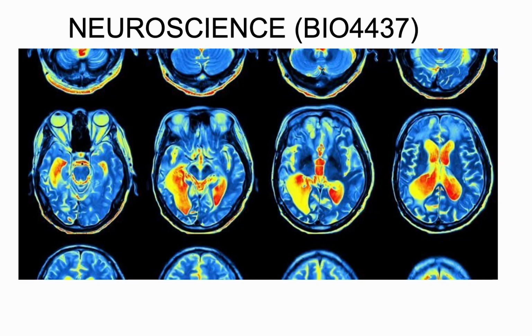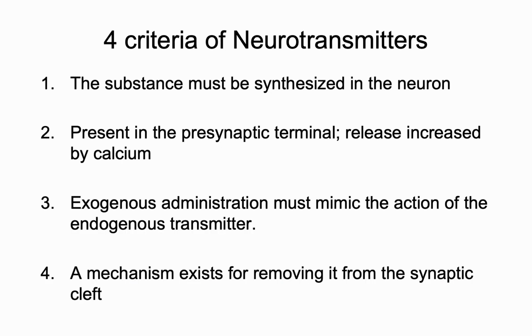Hello class, this is our recorded lecture about neurotransmitters. We have 4 criteria for neurotransmitters. So a molecule that fits all 4 of these criteria is in fact a neurotransmitter.